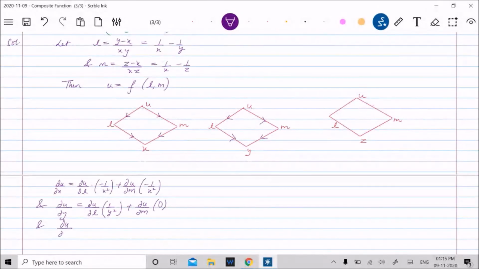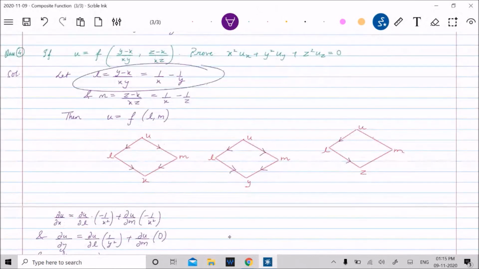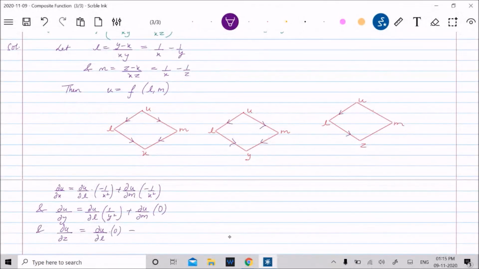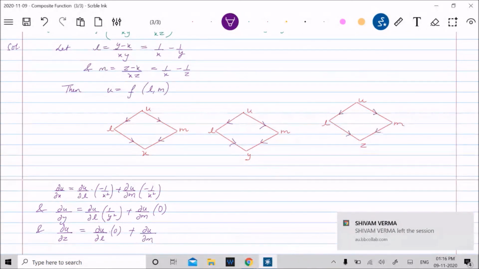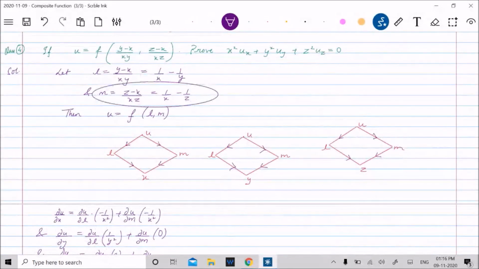And del u by del z can be obtained from the third picture. Please pay attention. If you missed these two calculations, then please pay attention. This is the last picture I'm using. I'm going to find del u by del z. I'm using the first path, this path. You can see that the first path is going from u to l, so del u by del l, and the second is del l by del z, right? If you find del l by del z, just find it from here. So del l is not depending on z actually, so del l by del z will be 0. Plus del u by del m along this path, and then del m by del z. So del m by del z from this will be plus 1 upon z square.